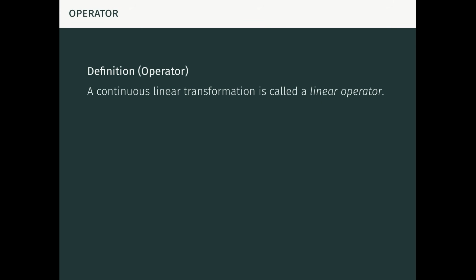So now that we understand continuity for linear transformations, we're going to define a linear operator to be a continuous linear transformation. Note that this definition is not universal. Some authors use the term linear operator for what we've called a linear transformation, but for our purposes it's convenient to always require continuity for a linear operator.